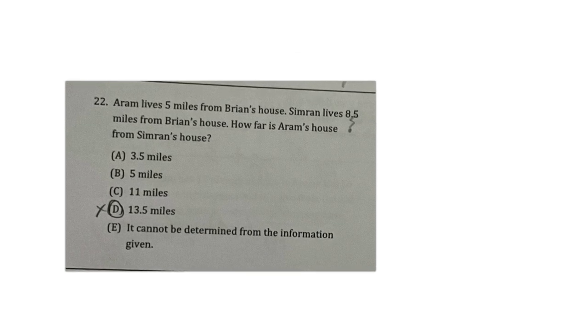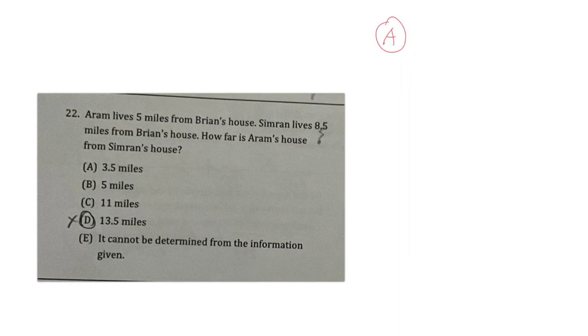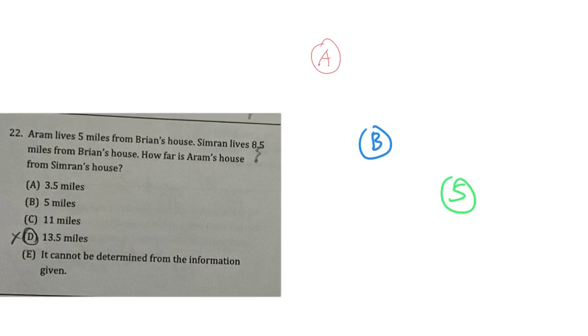Okay, yeah, so you could say, here's A for Aram, right? You could say, here's B for Brian, right? And you could say, here is S for Simran. And the problem is, though, that we don't know how these are all lined up. For example, it could be such that it's all like a straight line.